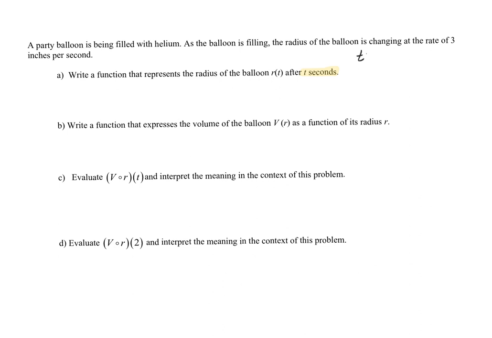So in this case, t is going to be the number of seconds. So time, but I like to write time in seconds or number of seconds. And we're being asked to write a function r of t. So r is going to be the radius of this balloon. And since the radius, it says, is changing at a rate of 3 inches per second, that's a rate of inches per second, that tells us then that the radius is measured in inches.